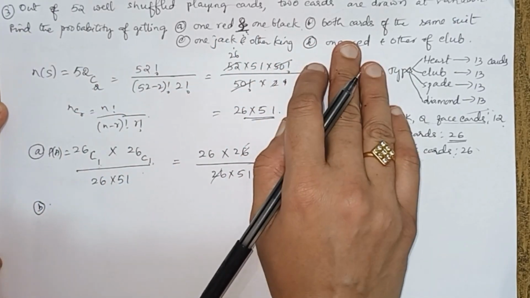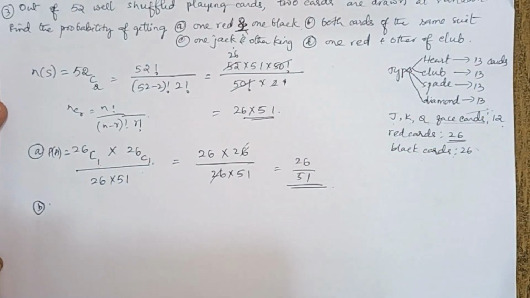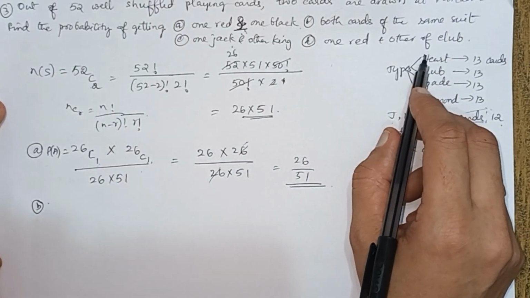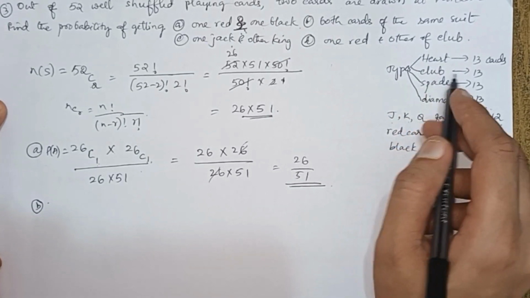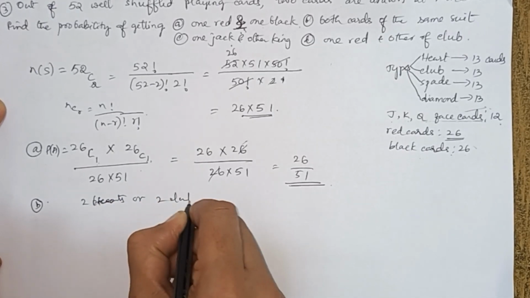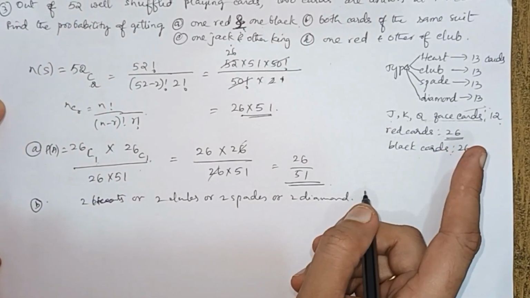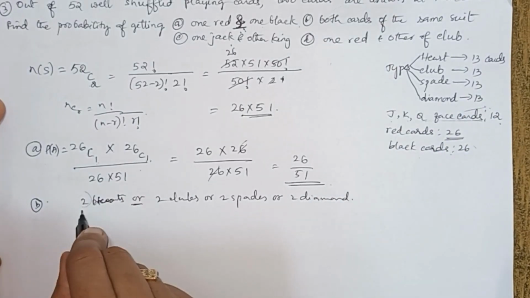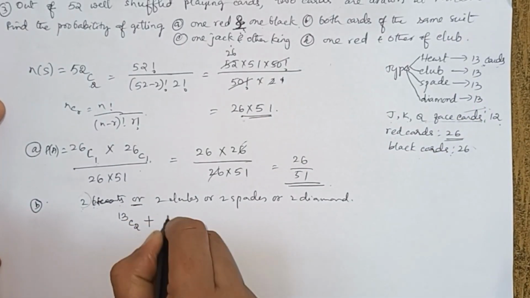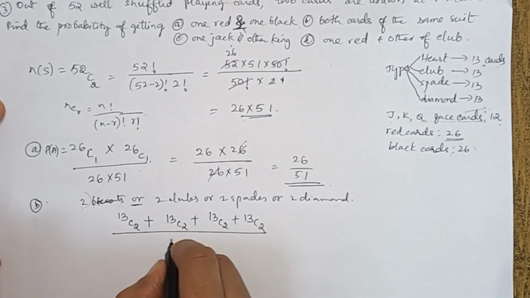Now, second question: both cards are of the same suit. Suit means type. Both the cards are of the same type. So, two cards I have to draw. The two cards should be of the same type, meaning those two cards must be hearts, or those two cards must be clubs, or like that. Two hearts, or two clubs, or two spades, or two diamonds. Now here is the fundamental principle of counting, addition, because 'or' comes. In how many ways can you choose two hearts out of 13 heart cards? So this is 13C2, 'or' means plus 13C2 plus 13C2 plus 13C2, divided by the total number of ways, 26 into 51.